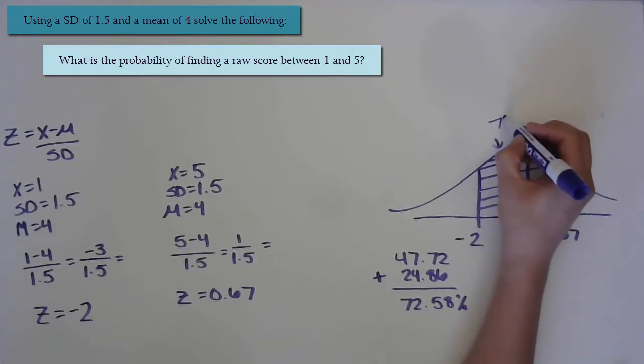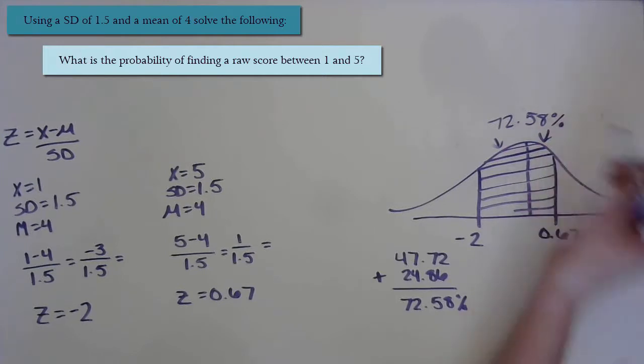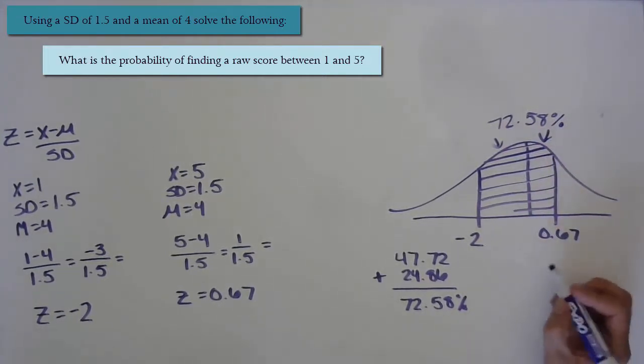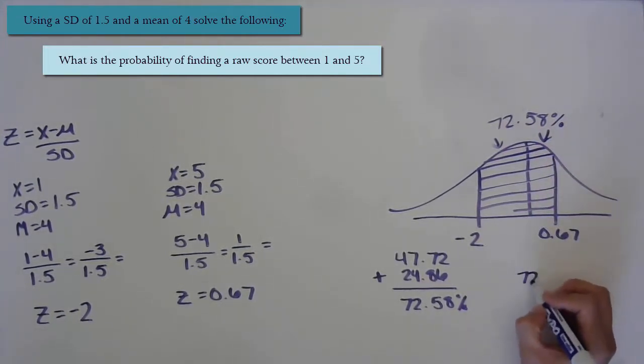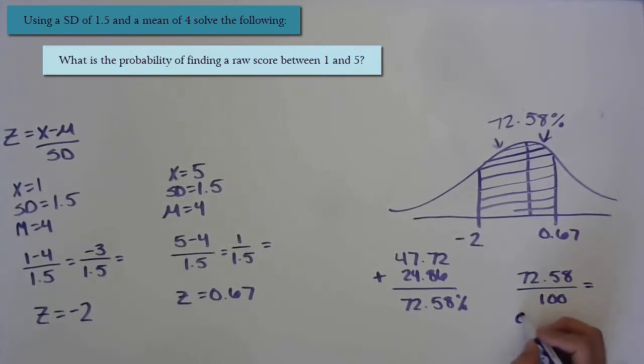Okay, now let's go ahead and convert that to a probability. So 72.58 divided by 100 is going to give us 0.7258. That is going to give us a probability of 0.73.